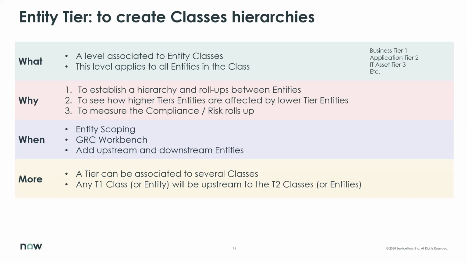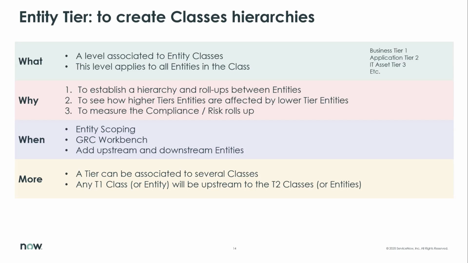So tiers are simply a hierarchy level that we give to the classes to provide a sense of prioritization. Tiers are associated with entity classes, and the tier of a given class applies to all the entities in that class. Tiers are used to establish a hierarchy and roll-ups between these entities. It helps to provide a view on how your lower tier level entities are affecting your higher tier level entities. An example would be IT asset tier 3 entities will be affecting application tier 2 entities, and eventually will be affecting the tier 1 business entities.